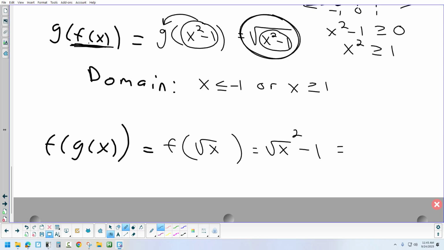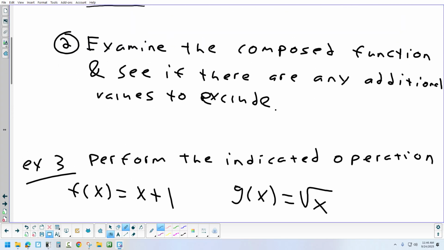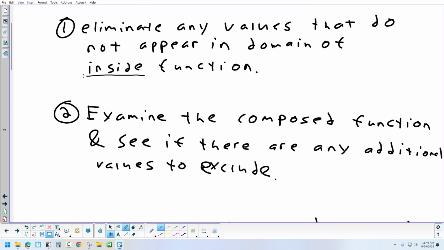When I simplify that, what does it give me? Yep, x minus 1. Now, if all you do is look at the final answer, does that have a square root in it? No. Does it have a fraction with a letter in the bottom that could cause you to divide by 0? No. So you might think all real numbers, but that's not how you find the domain. You have to start with the inside function.